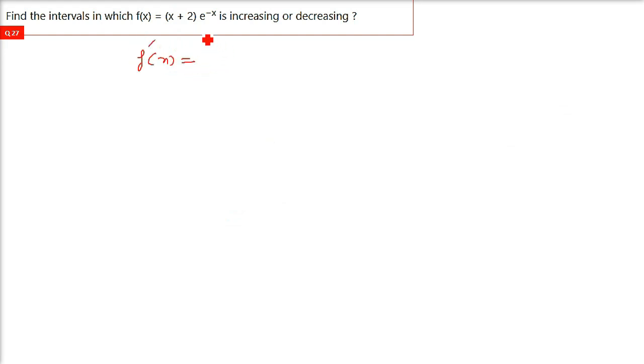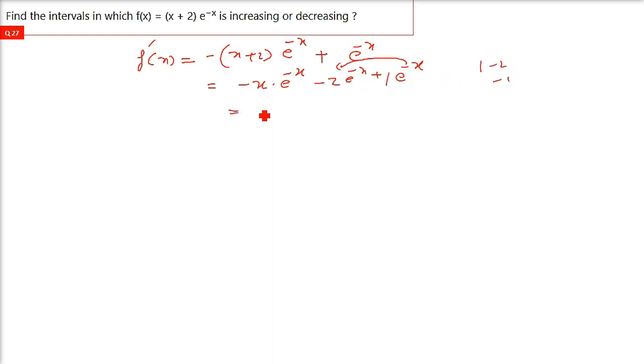In this differentiation, x plus 2 can be taken as one term, and e raised to minus x can be taken as another term. I have differentiated e to the minus x first, then I'll differentiate x plus 2 in the second one. The differentiation of x plus 2 is 1 only. So what do you get? Just multiply inside. Now e raised to minus x minus 2 e raised to minus x will be minus e raised to minus x. That means if you take the last two terms, 1 minus 2 is going to be negative. So it will be minus x e raised to minus x minus e raised to minus x.